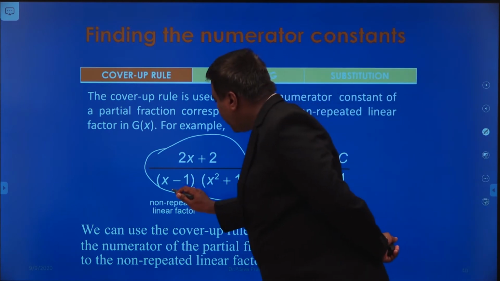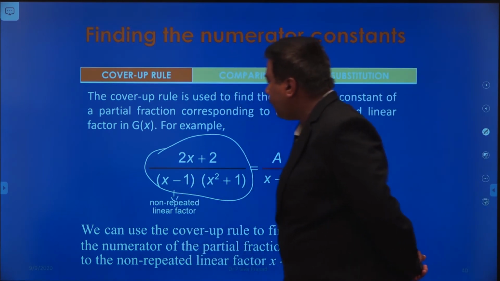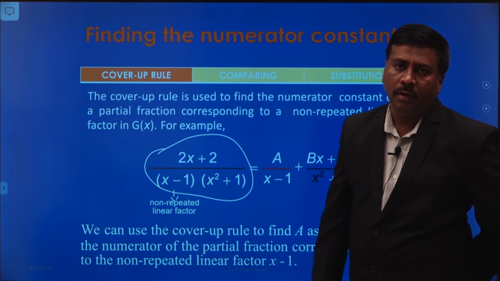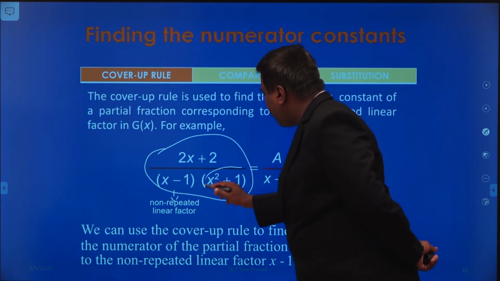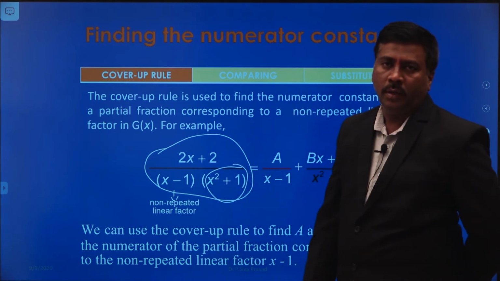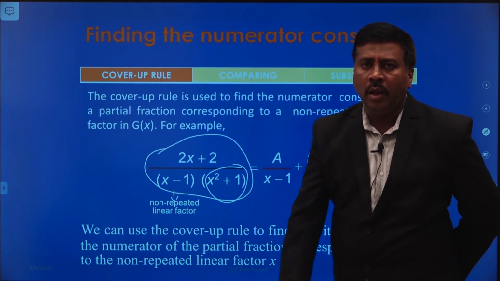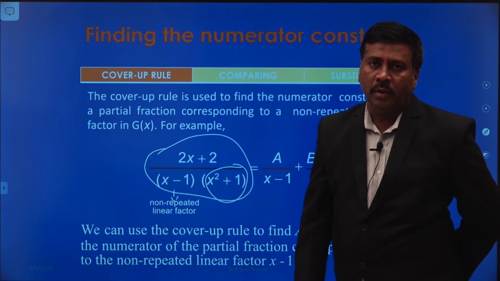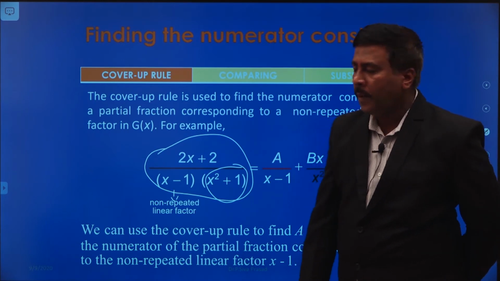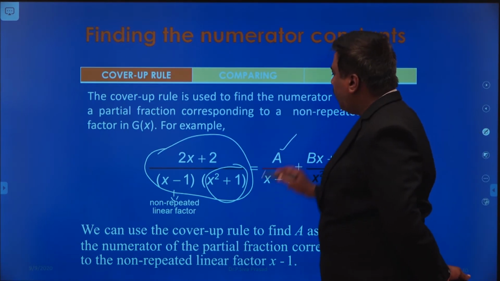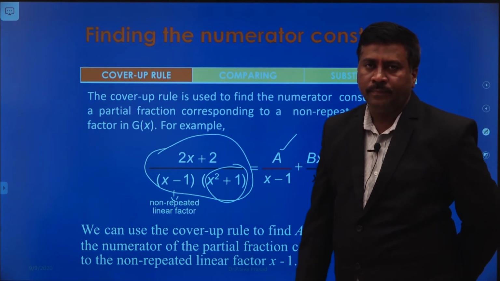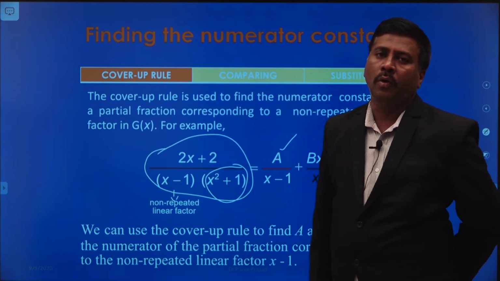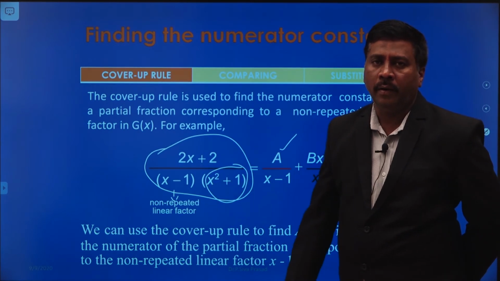So in this, x minus 1 is a non-repeated linear factor, and x square plus 1 is a non-repeated quadratic factor only. So we are talking about the linear factors only. Suppose some of the problems may ask, find the value of A if the partial fraction is to be resolved like this. Then only we can use the cover up rule. All of you catch your point?